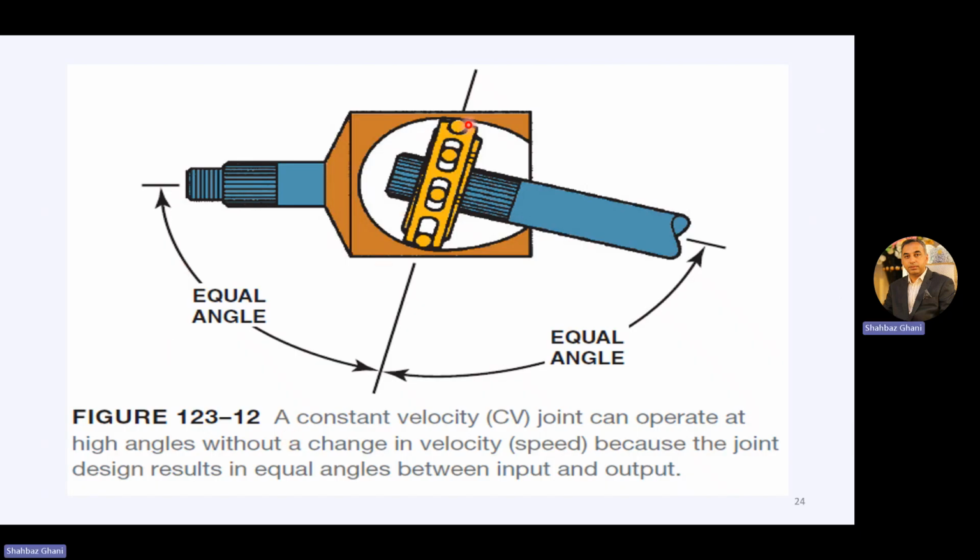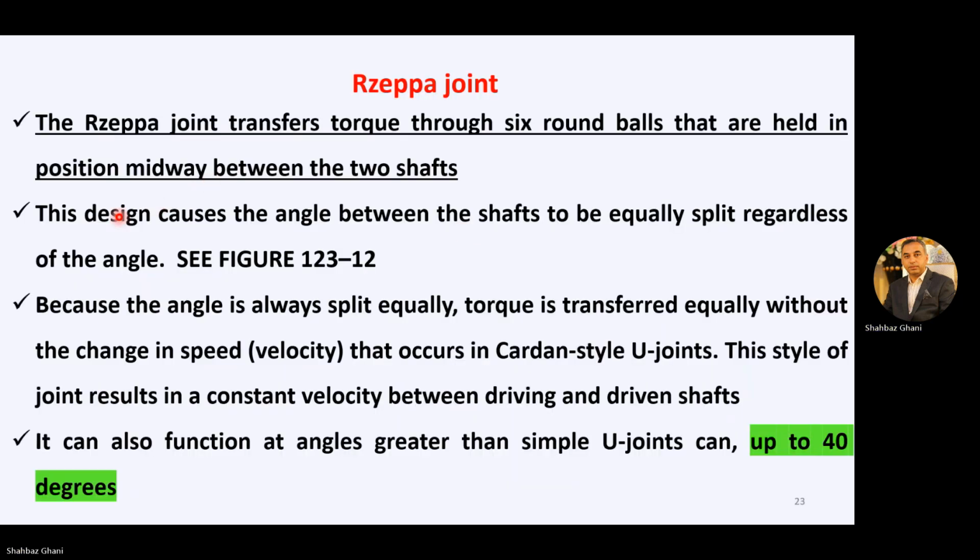So these are the 6 balls which split the angle equally. This design causes the angle between the shafts to be equally split regardless of the angle. Because the angle is always split equally, torque is transferred equally without the change in speed velocity that occurs in Cardan-style U-joints. This style of joint results in a constant velocity between driving and driven shaft.